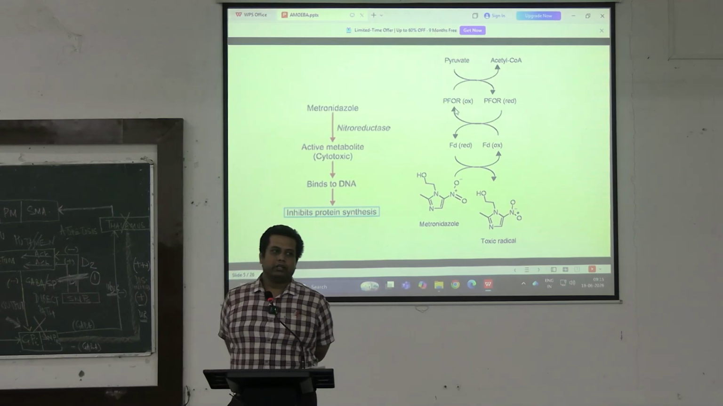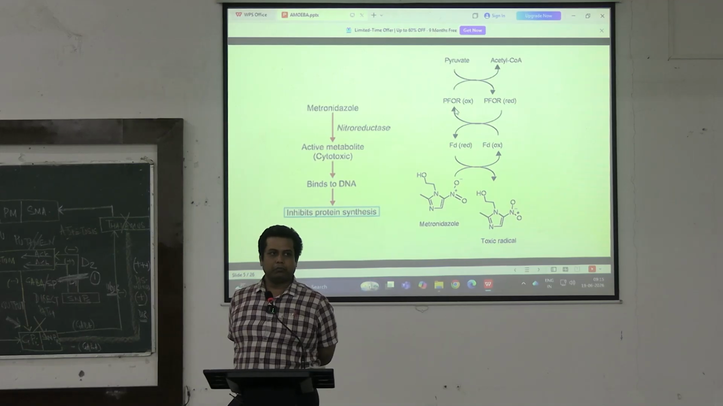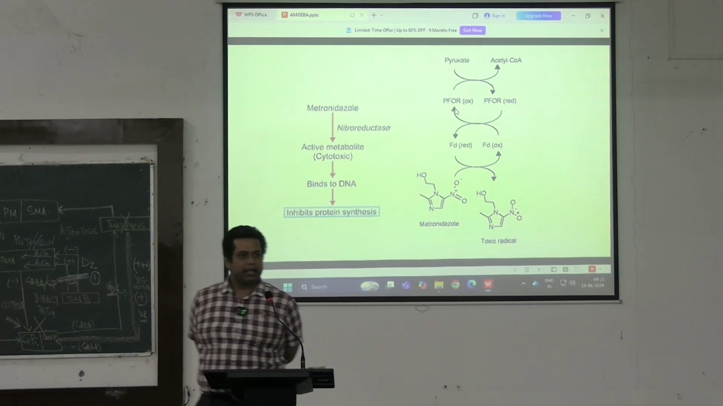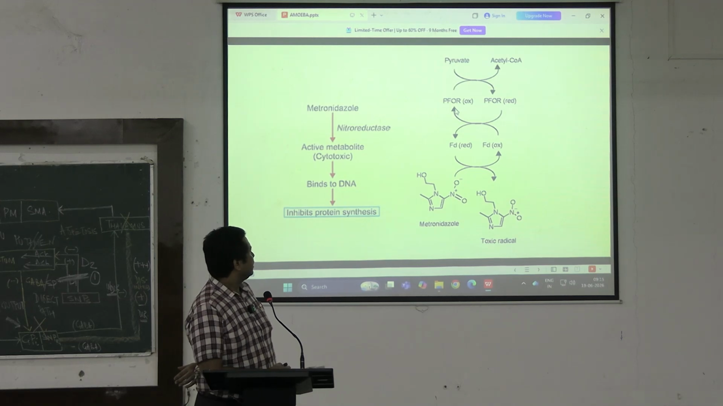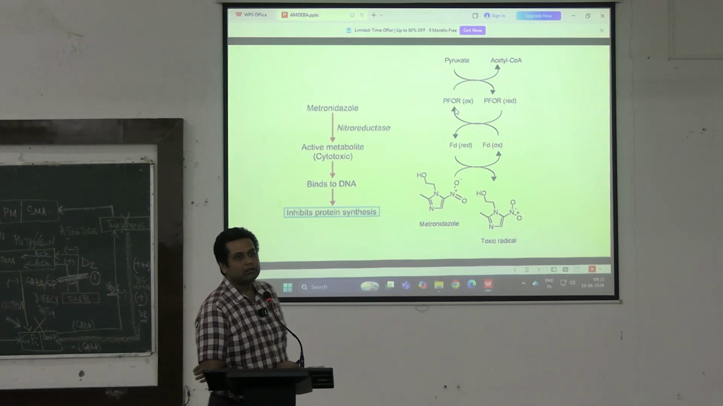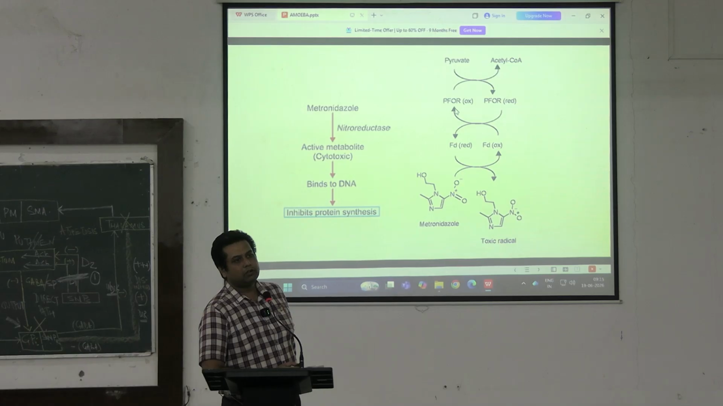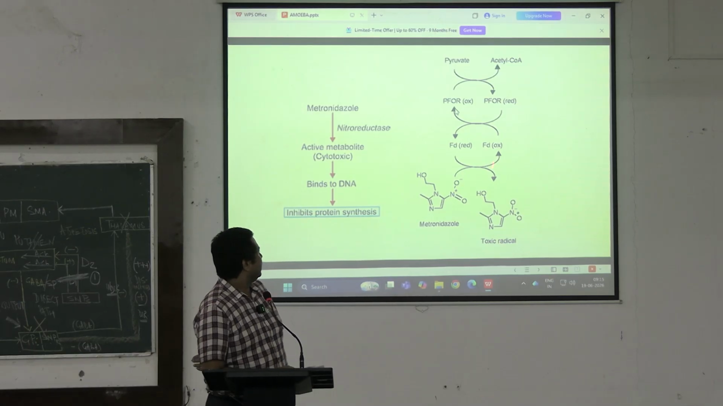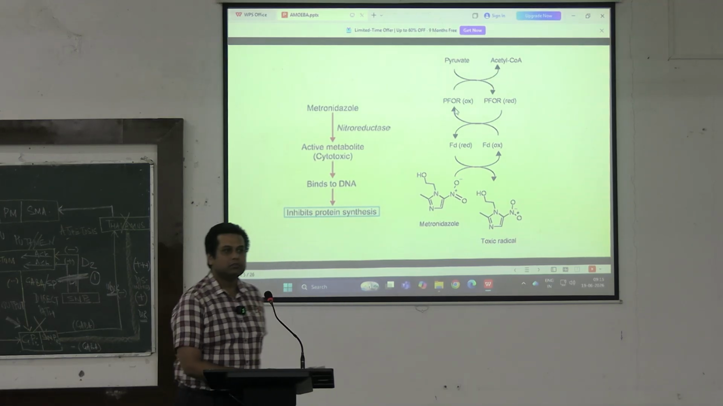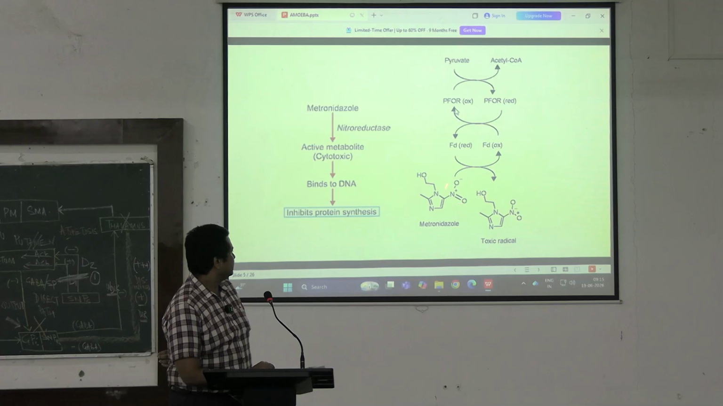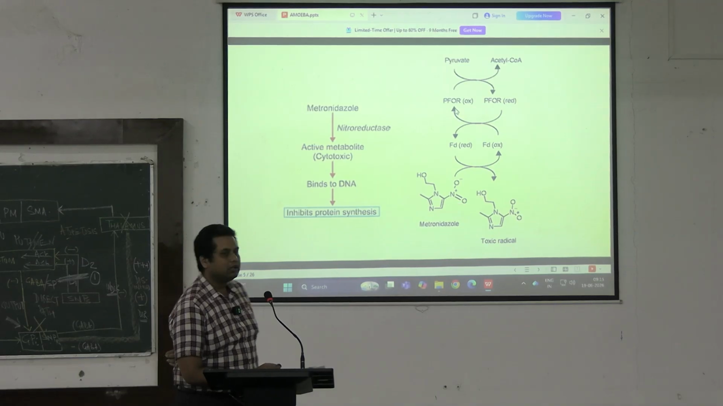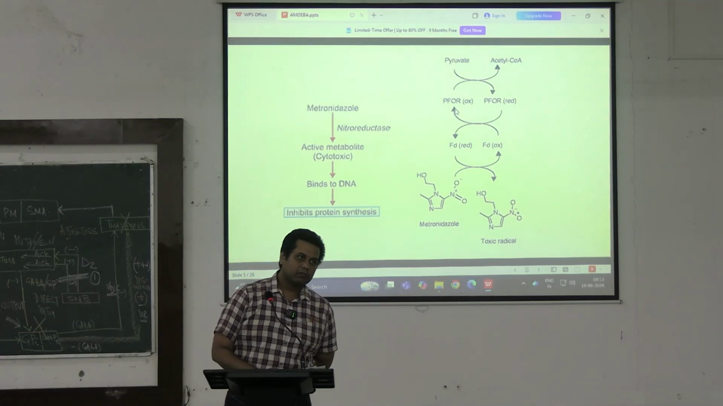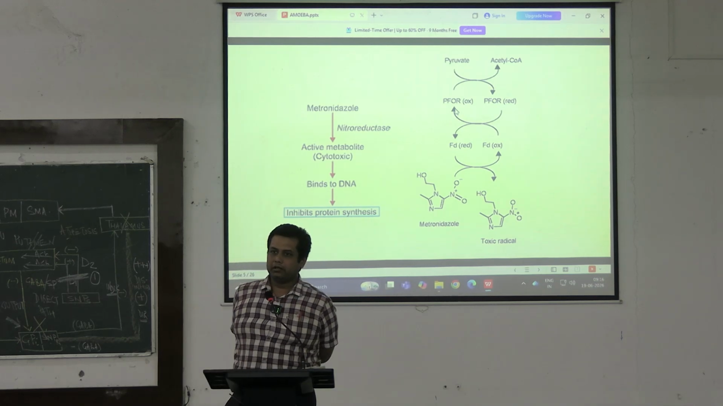Alright. So in decreased oxygen supply, the anaerobic pathway of the bacteria gets activated. In the anaerobic pathway, pyruvate is acted upon by PFOR, pyruvate ferredoxin oxidoreductase. Now this pathway is hampered by metronidazole. This nitro radical acts as an acceptor of the electron. So synthesis of ATP is hampered.